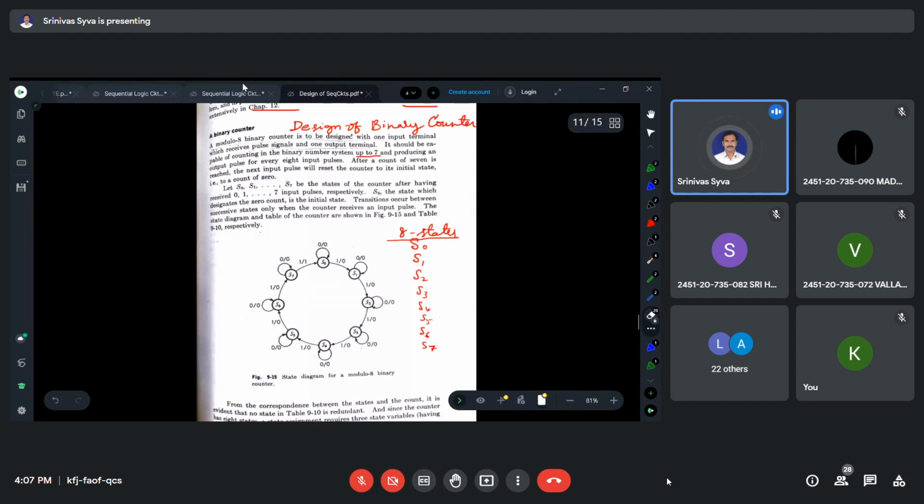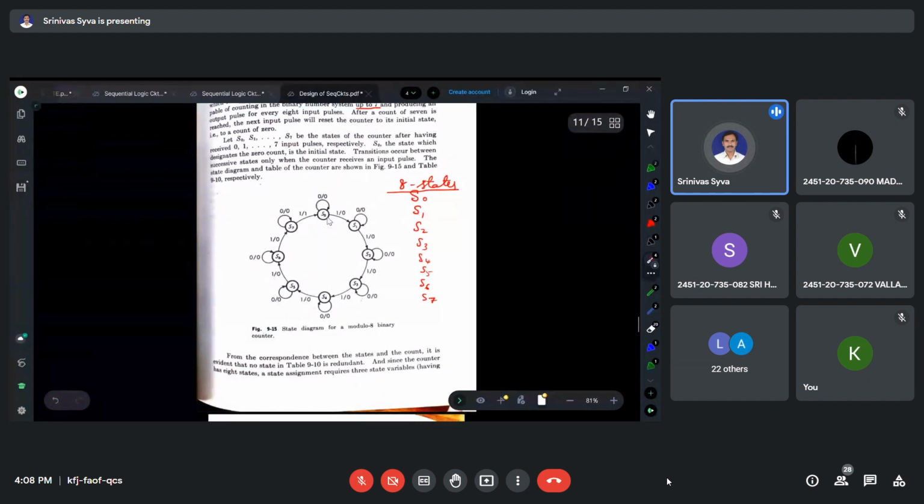Okay. So after a count of 7 is reached, the next input pulse will reset the counter to its initial state. So let S0, S1, S7 be the states of the counter. Now, when the machine is in the state S0, if you receive pulse 0, the machine will not progress to the next state. So the machine remains here itself. So here along this arc, we have 0/0.